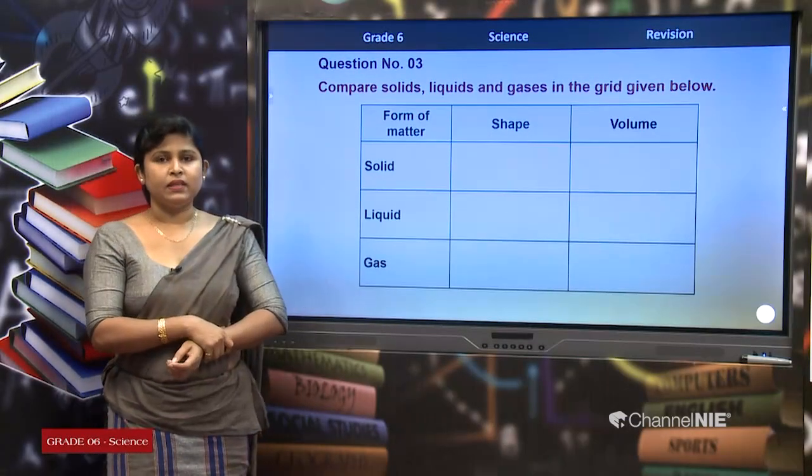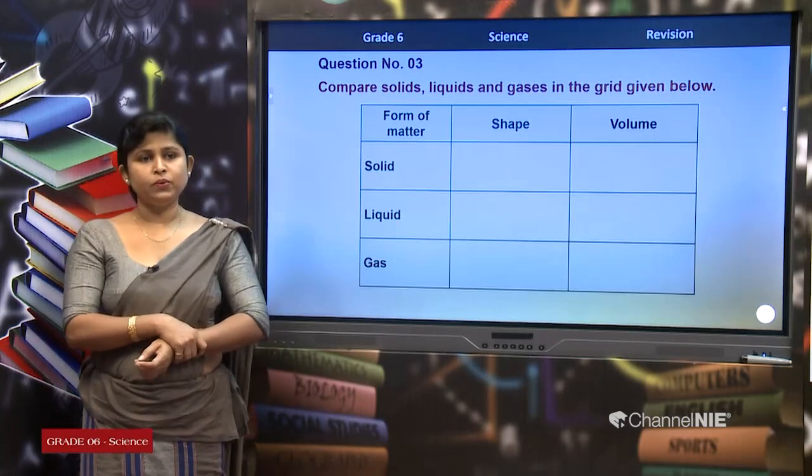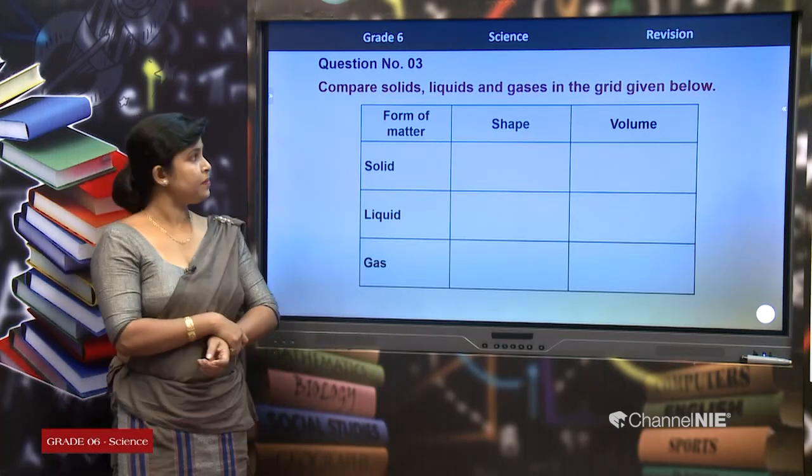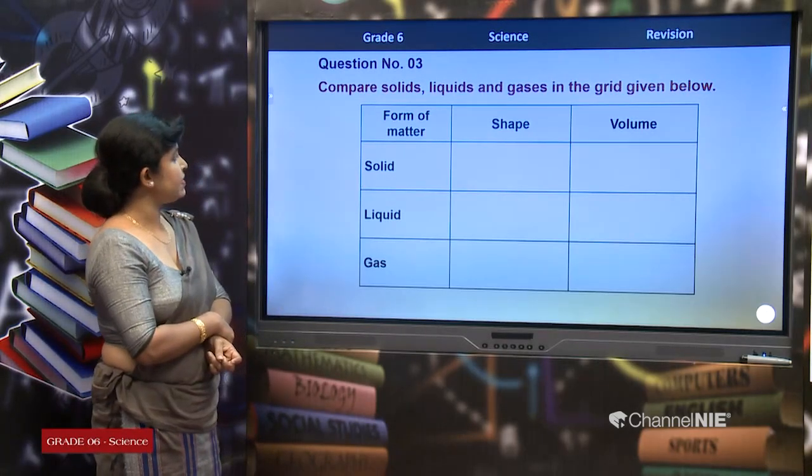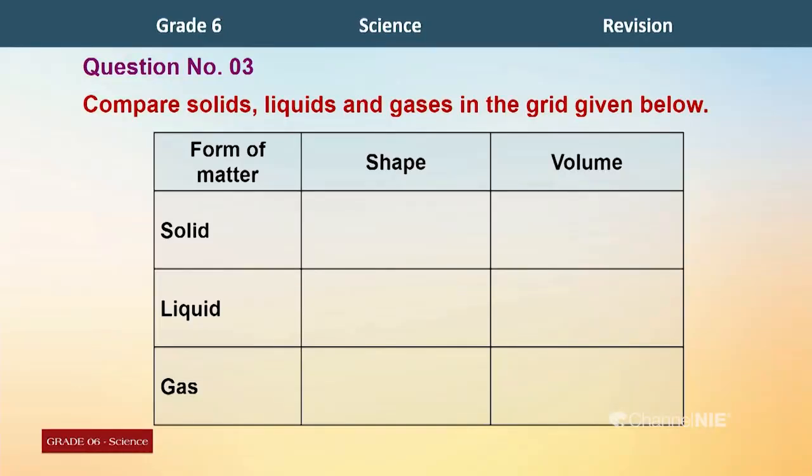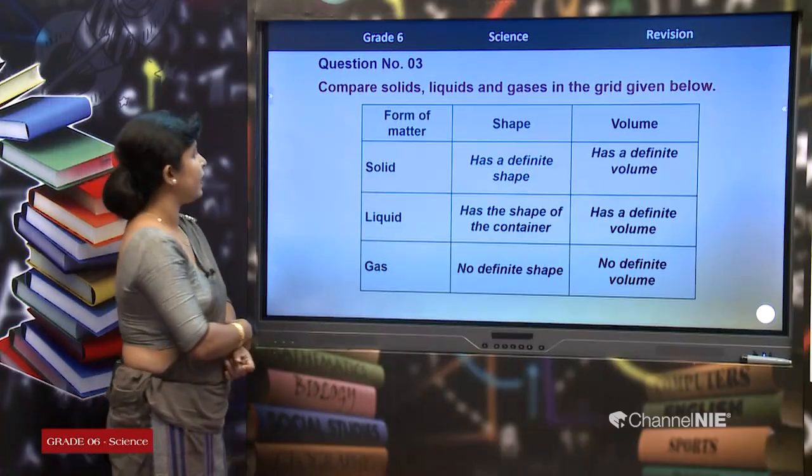Question number 3. This is based on unit 2, things around us. Compare solids, liquids, and gases in the grid given below. Form of matter, I have given you 3 forms of matter, solid, liquid, and gas. Then you have to think about the shape and volume of these forms of matter. We will see the answers.